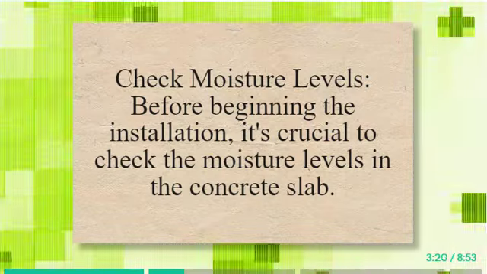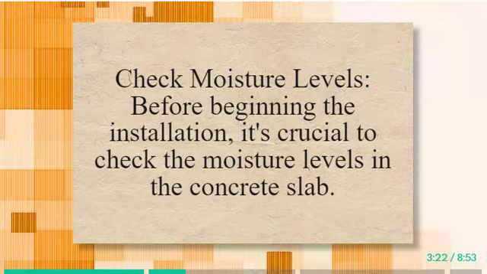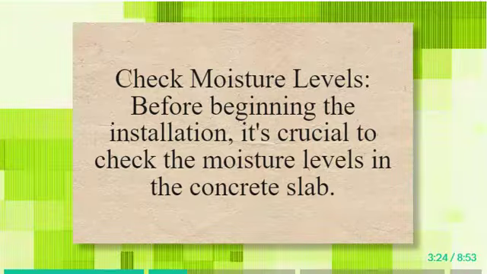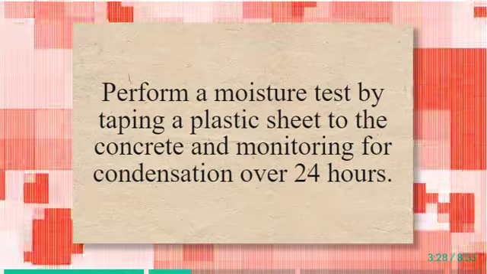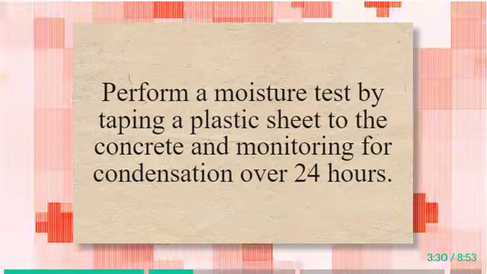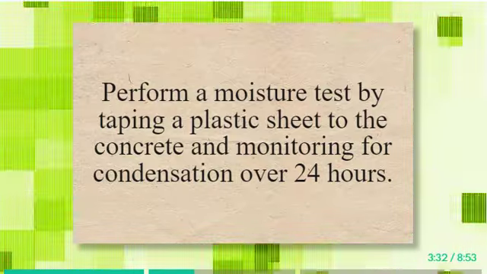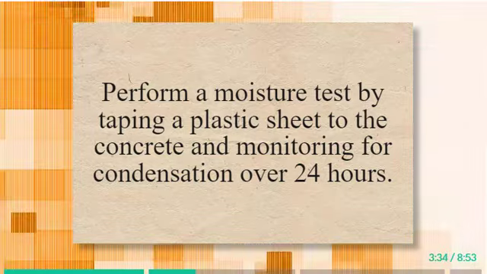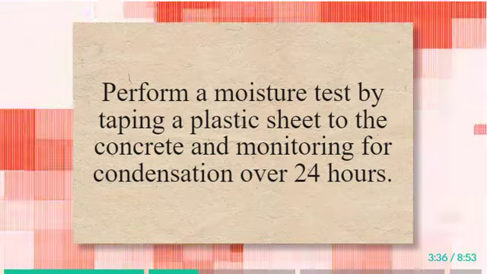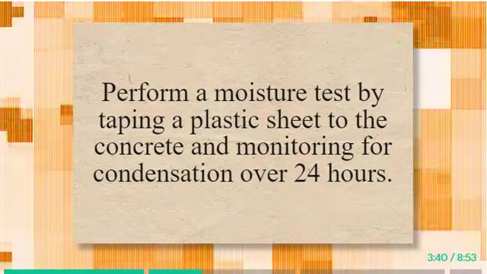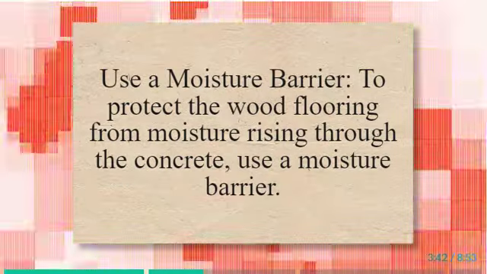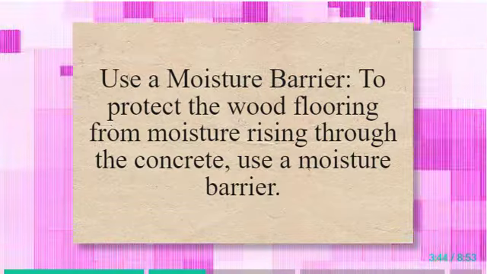1. Check moisture levels. Before beginning the installation, it's crucial to check the moisture levels in the concrete slab. High moisture content can cause the wood to warp, buckle, or develop mold over time. Perform a moisture test by taping a plastic sheet to the concrete and monitoring for condensation over 24 hours. If moisture is present, address the issue before proceeding.